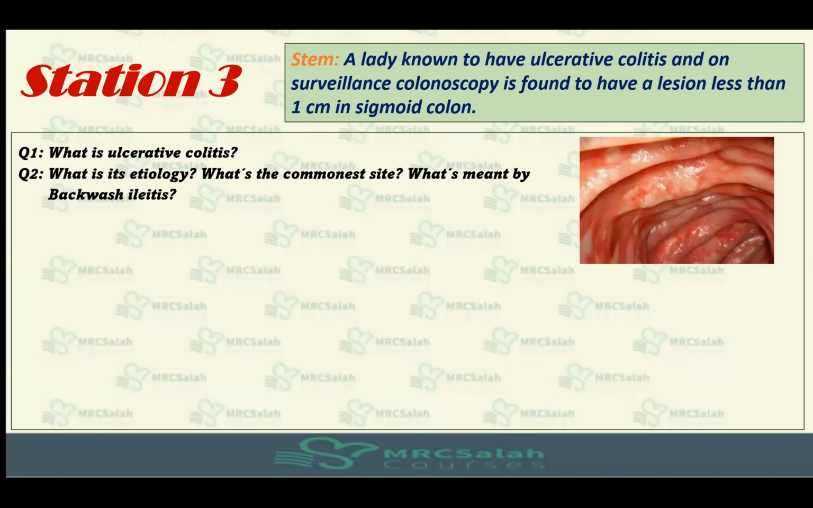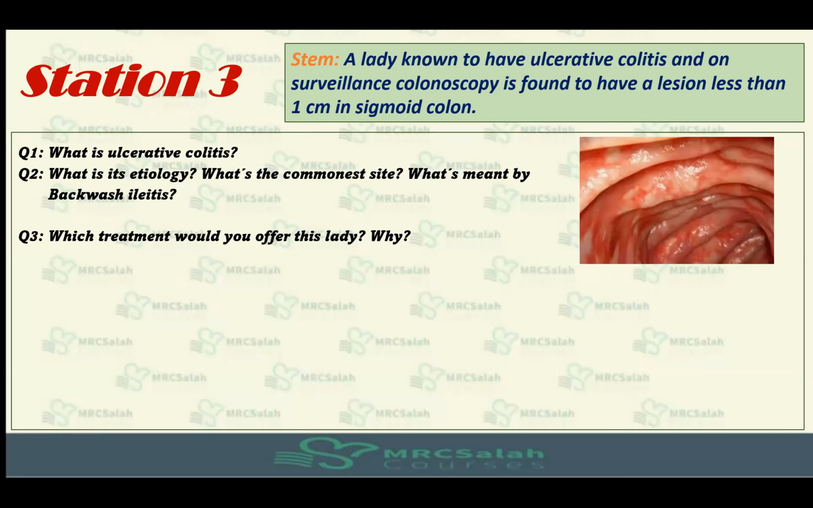Okay. Do you know what is the meaning of backwash ileitis? Yes, it is the involvement of the terminal ileum, which occurs in the long-standing cases of ulcerative colitis. The inflammation will be continuous with the cecum with no skip lesions. Yes, great. So in long-standing cases, there will be inflammation of the entire colon and it will extend into the ileum, as you said. Great.